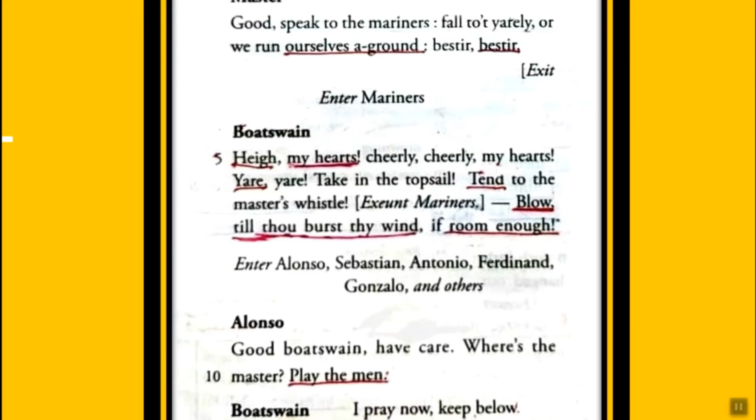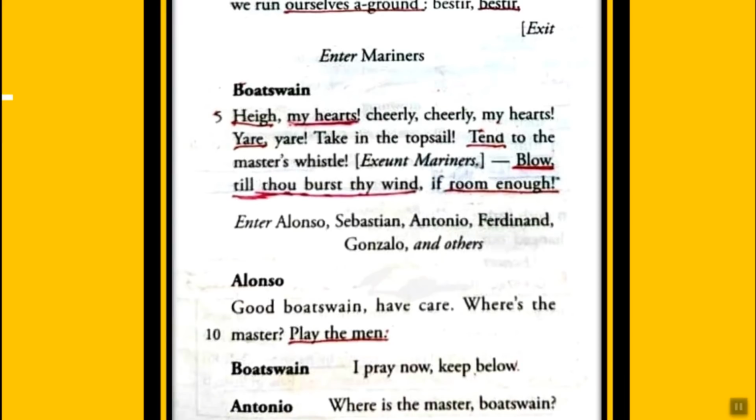Now, from where are they coming in this ship? They are coming back to Naples after attending the wedding of Alonso's daughter, where? In Tunis, in Africa. Clear? So we move on. Alonso: Good bosun, have care. Means he's talking to bosun, please be careful.